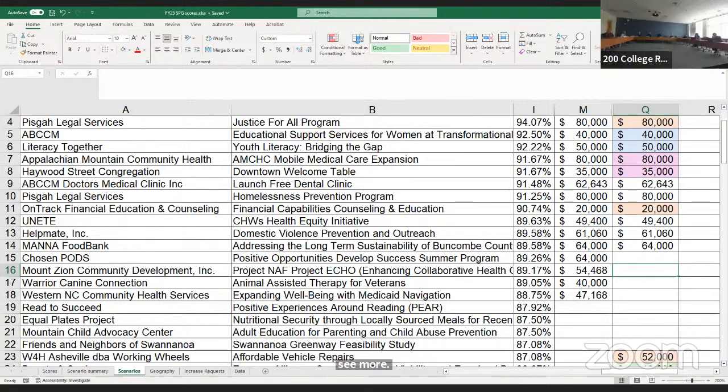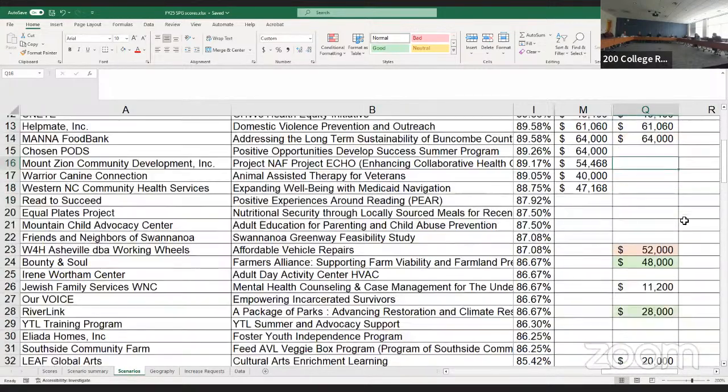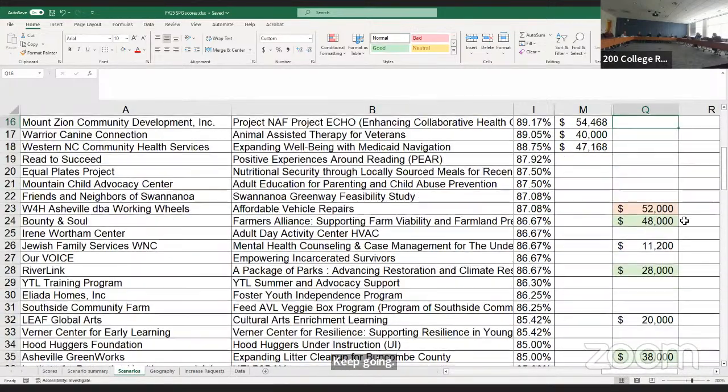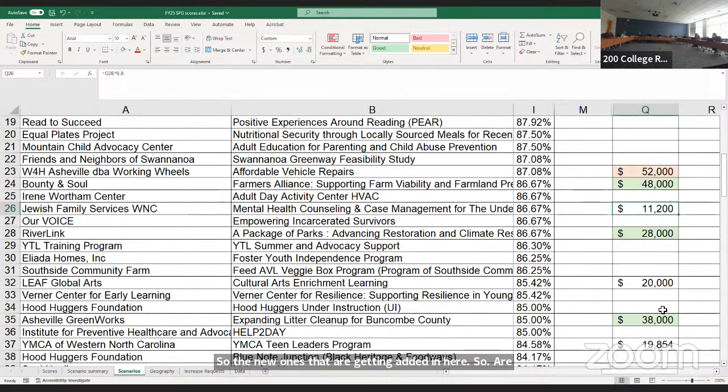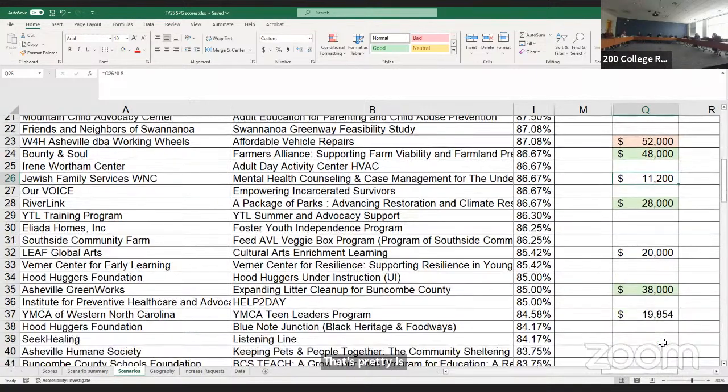How many does this scenario fund? 20. Keep going. So the new ones that are getting added in here: Bounty and Soul, Irene Wortham, Our Voice, Riverlink, YMCA. Is that the bottom there, Angela, YMCA?